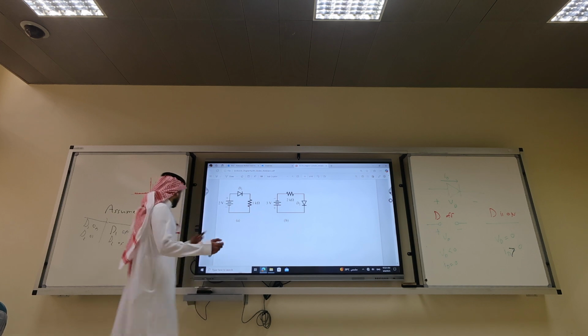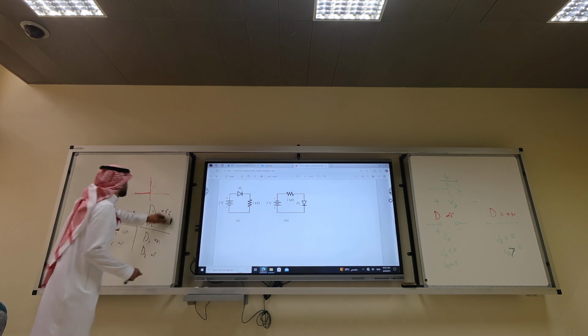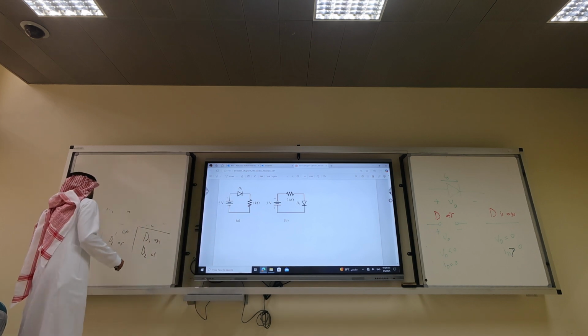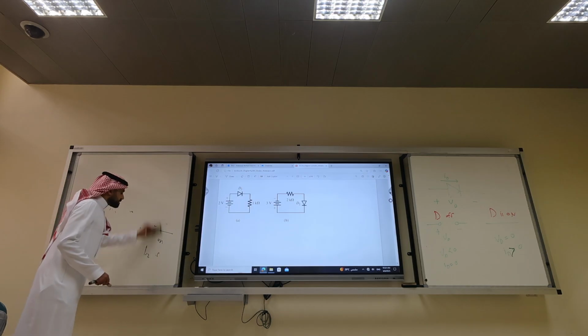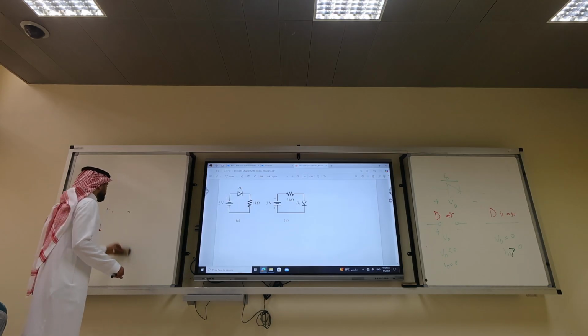That's why, to solve the first example, note that the diode is not included in the major exam, okay? Unfortunately.